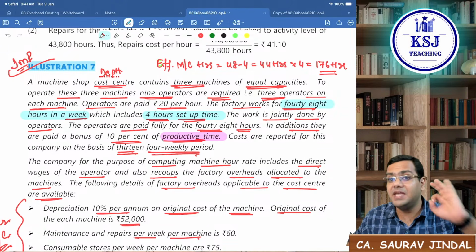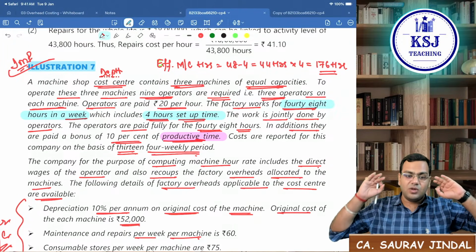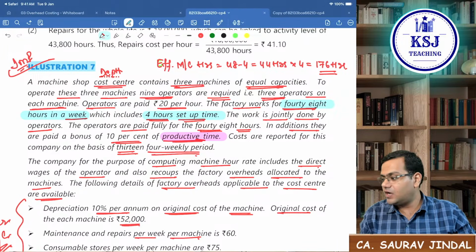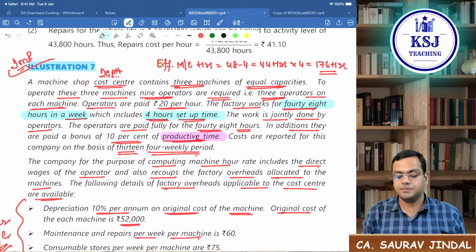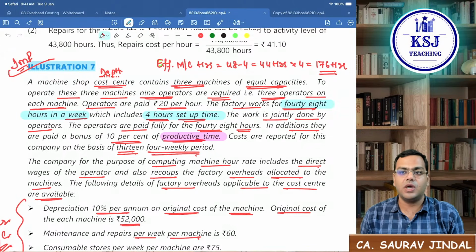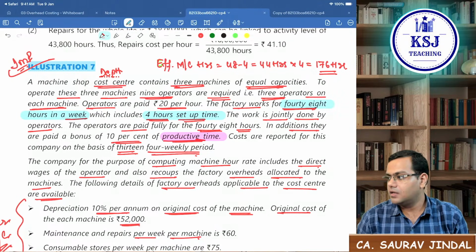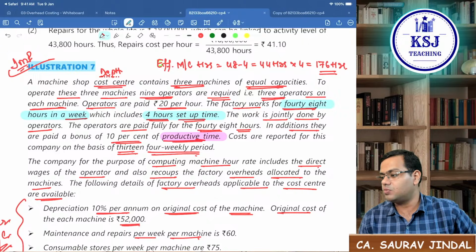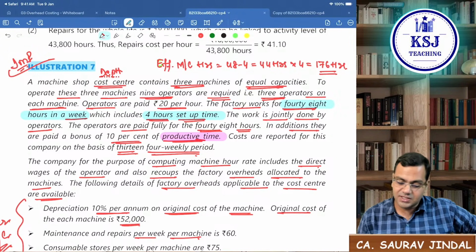Now here the period is defined that you have to take it for 4 weeks. Please do not calculate for the whole year here. If you are doing the calculations for the whole year, that means you are losing out on all the marks here. Because here they have defined the period for which you have to calculate. So you have to calculate for those 4 weeks only. Please be very careful with these small things, guys. Please, please, please. Right? So 176 is your effective machine hours.